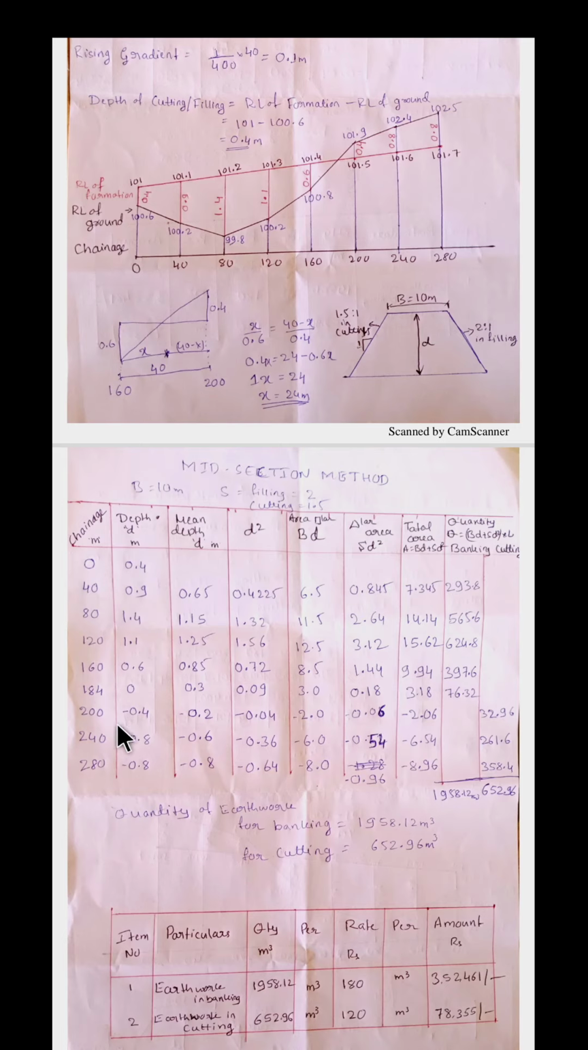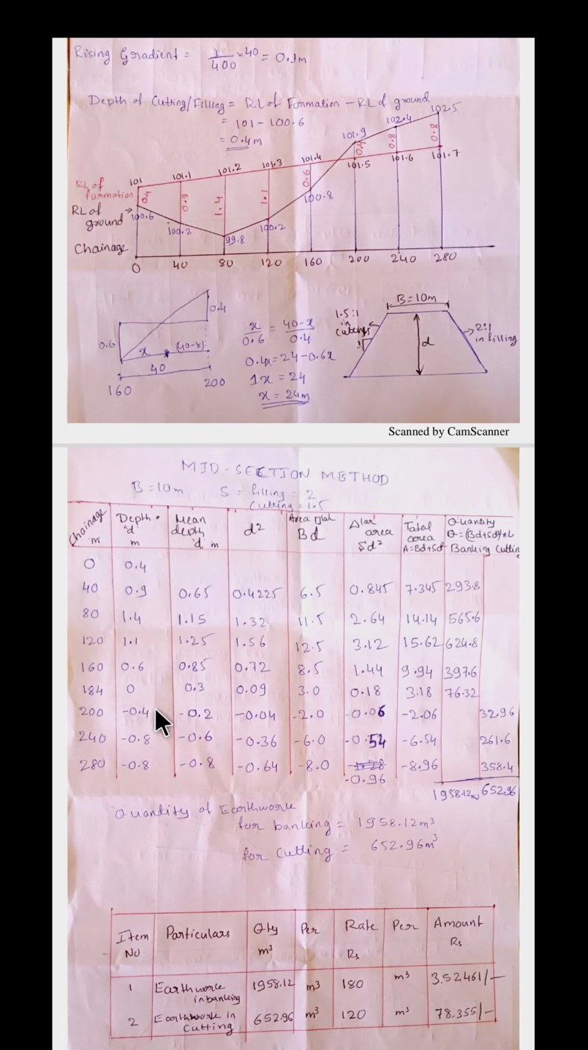Okay, 200 minus 0.4, 240 minus 0.8, 280 minus 0.8. So now for the mid section method, take the average of the depths. 0.4 plus 0.9 divided by 2, it is 0.65. 0.9 plus 1.4 divided by 2, it is 1.15. 1.4 plus 1.1 divided by 2, it is 1.25. 1.1 plus 0.6 divided by 2, it is 0.85. 0.6 plus 0 divided by 2, it is 0.3.